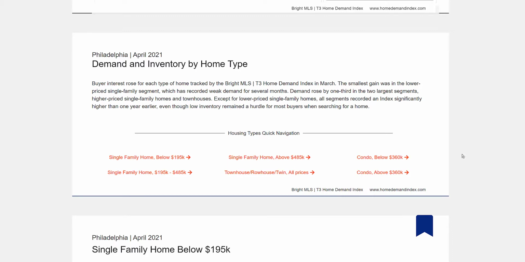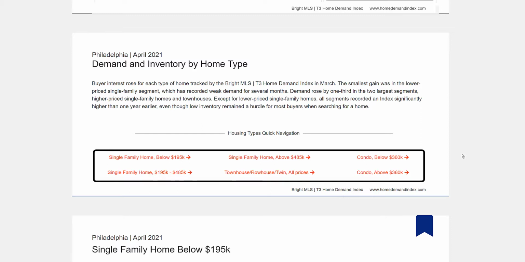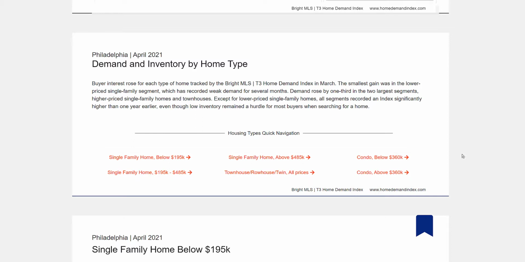Except for the aforementioned lower price single family homes, all segments recorded an index significantly higher than 1 year earlier, even though low inventory remained a hurdle for most buyers when searching for a home. You can scroll through all of the home types or zip to a specific option that you're interested in. I want to note that if you look between the MLS markets, Baltimore, Philadelphia, DC, you will note that the price segmentation is different for each. We do maintain 6 separate market segments for each, though.